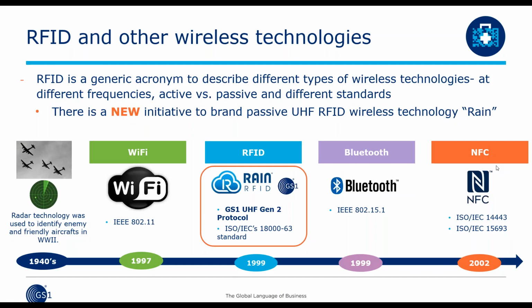As Siobhan mentioned, in this presentation we will be concentrating on RFID in terms of what falls under the RAIN brand or GS1 UHF Gen 2 protocol and the ISO standard. Just for a brief comparison to the timelines of when other well-known wireless technologies were first commercially available, we have Wi-Fi here in 1997, Bluetooth in 1999, and NFC in 2002. So Dave, if you wouldn't like to add anything else to this slide, I can hand over to you and move on to the next.